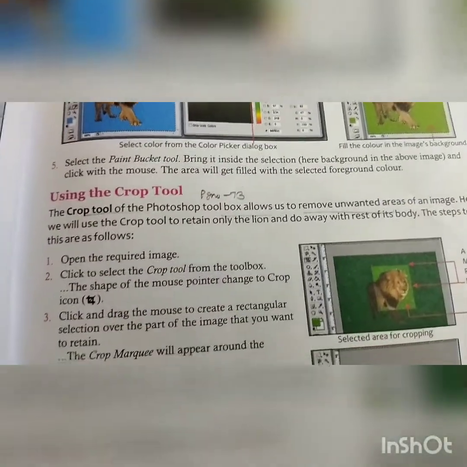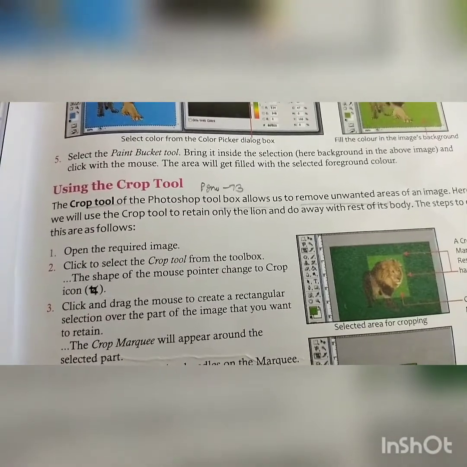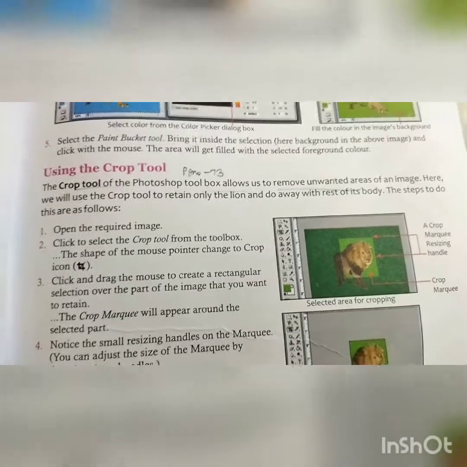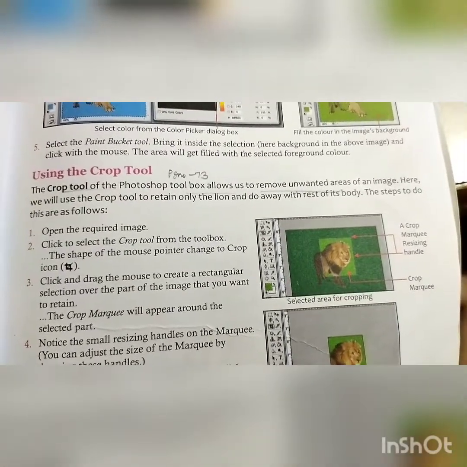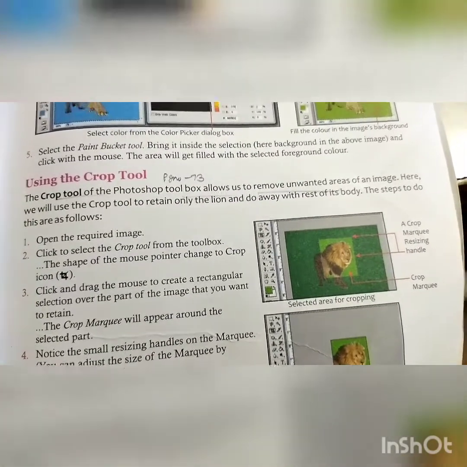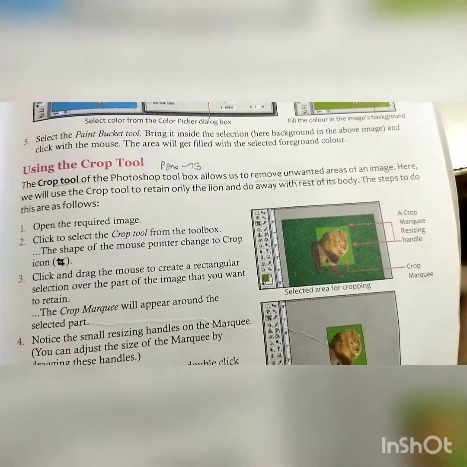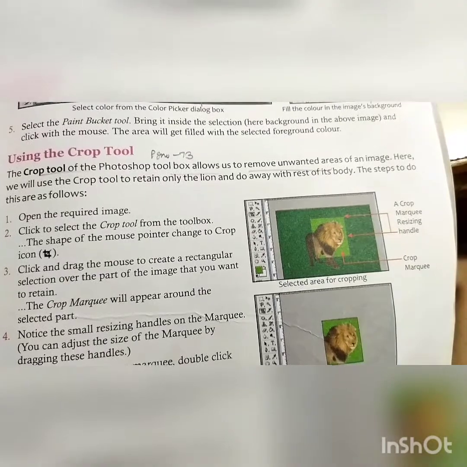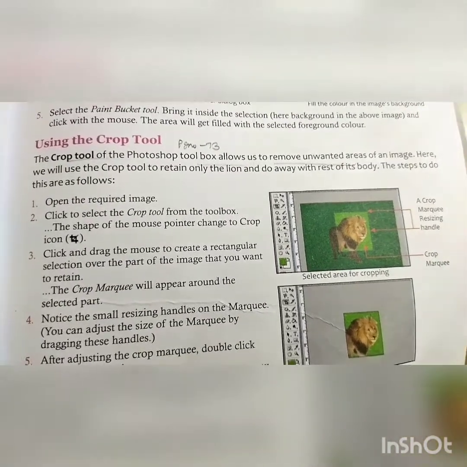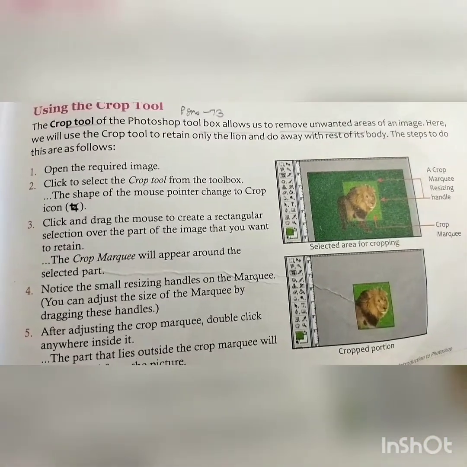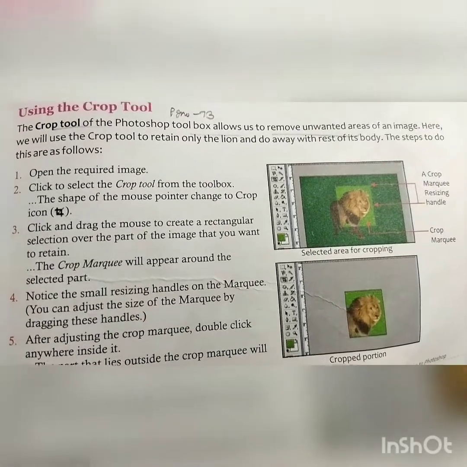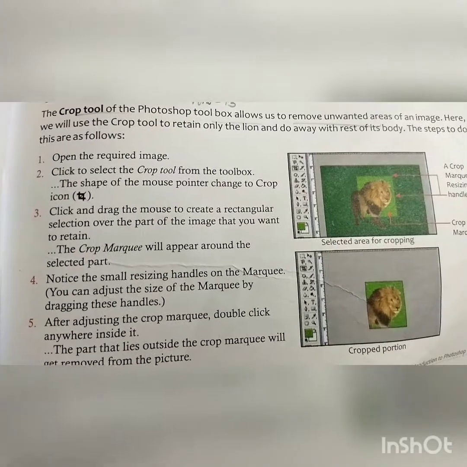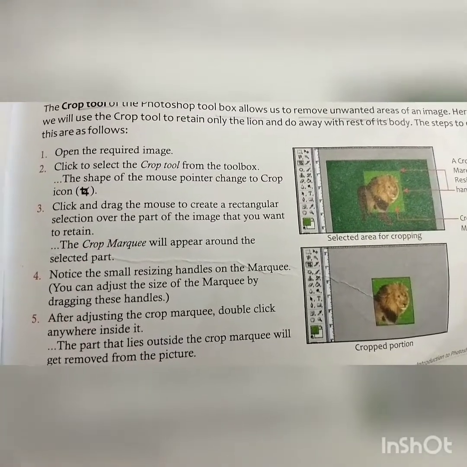Then, students, using the crop tool. In Photoshop, the crop tool of the Photoshop toolbox allows us to remove unwanted areas of an image. Here we will use the crop tool to retain only the lion and do away with the rest of its body. So the steps to do this are as follows. Number one, open the required image. Then click to select the crop tool from the toolbox. The shape of the mouse pointer changes to a crop icon.